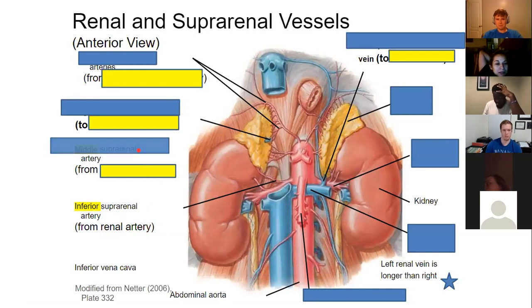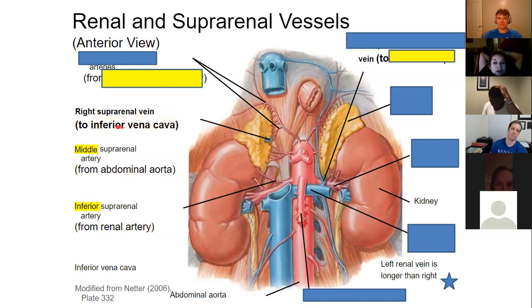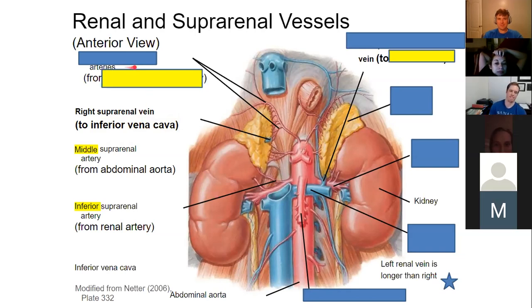Middle, right? And renal? Celiac? No. Superior. Nice. Suprarenal. Okay. To the adrenal gland. No, inferior vena cava. Oh, it's the vein. Just kidding. These are kind of tough.